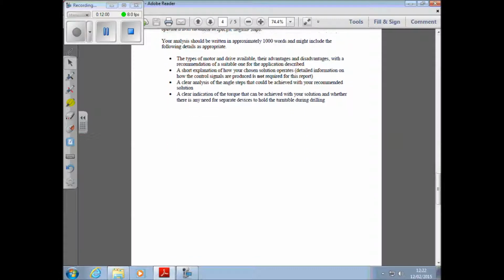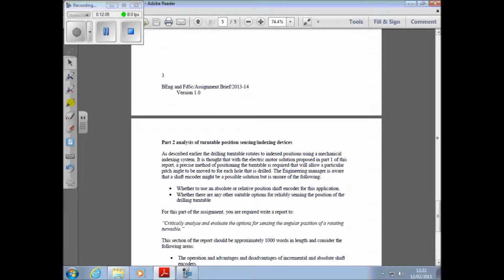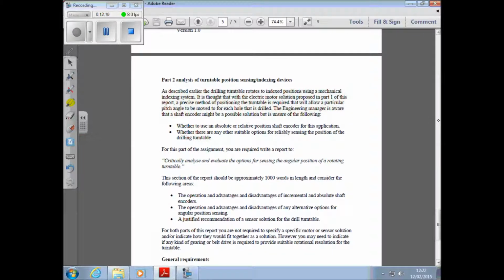Part 2. Analysis of turntable position sensing indexing devices.